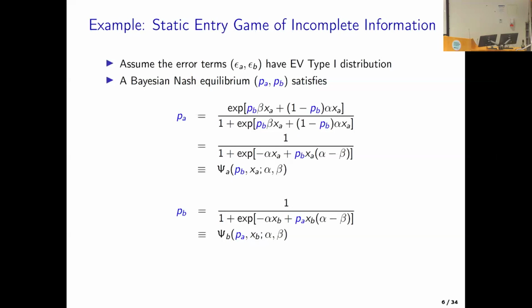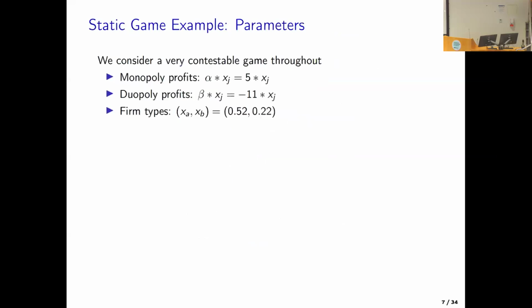Okay, so let's try to just make a simple graph here. We need parameters, and then we can make a graph. We're going to assume that alpha is 5 and beta is -11. X is 1/2 and 0.2, so there are some differences across the two firms here. If you had different observations of different firms over time in different markets, this would be a vector of observables we'd try to control for.